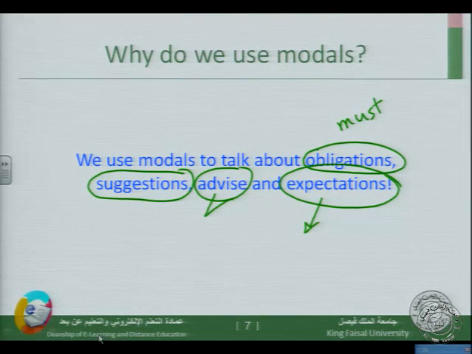So this is mainly the importance of using modals. It is to express obligations, suggestions, advice, and expectations. Let us now discuss in detail. Okay, we have started with the general statements about modals. Then we have identified the modals, and now we are going to talk about every single one.